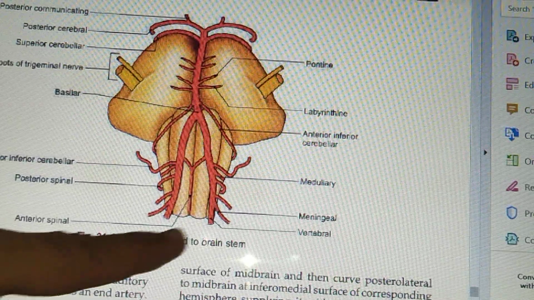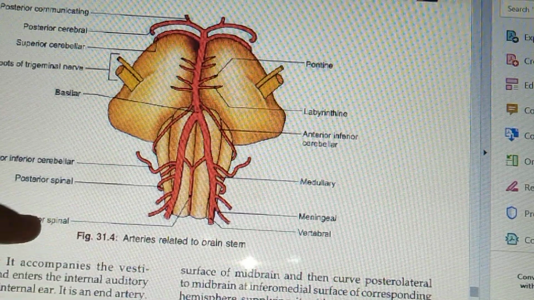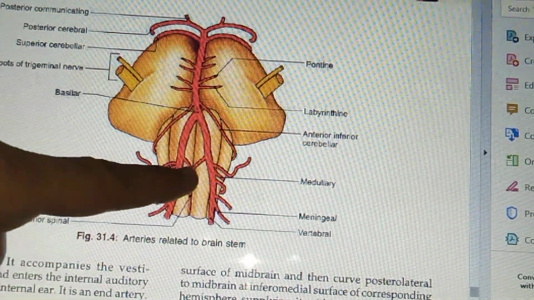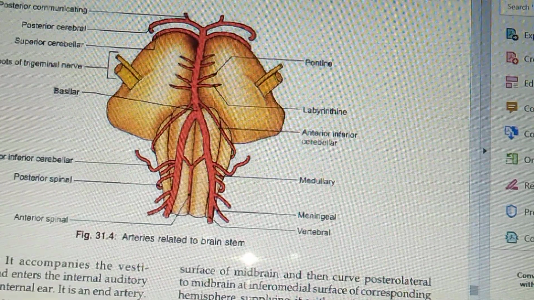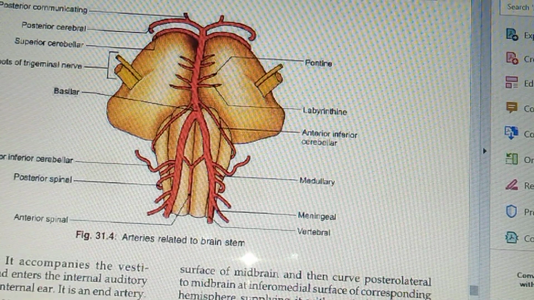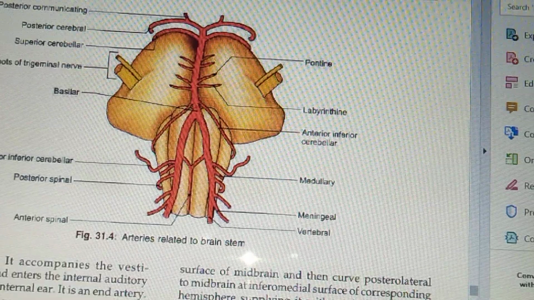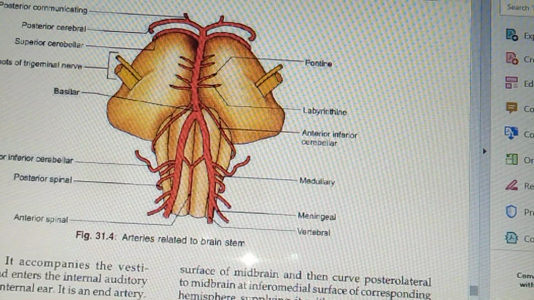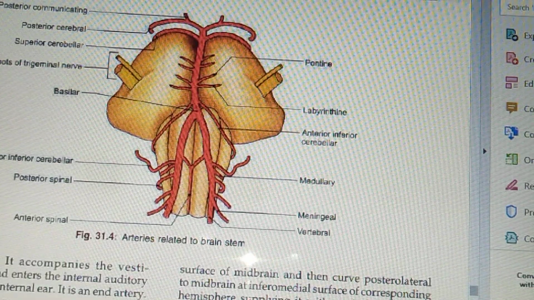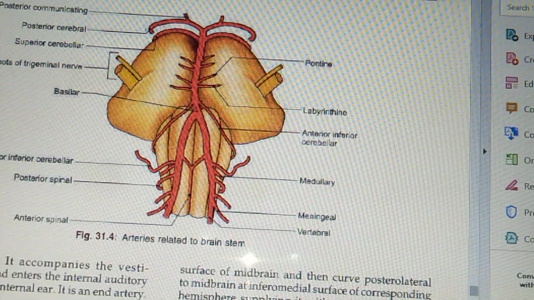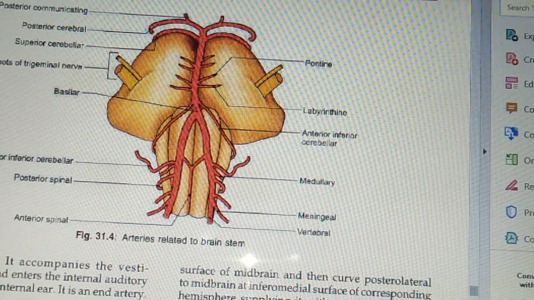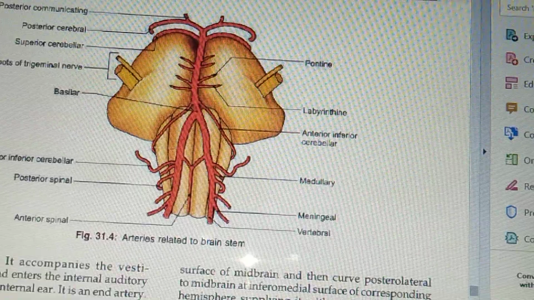Next, you can see here is the anterior spinal artery that is formed by a branch from both the vertebral arteries. So the anterior spinal artery is formed by the union of the branch from each vertebral artery on the ventral surface of the medulla oblongata close to the pons. It supplies the median part of the medulla oblongata and continues inferiorly throughout the length of the spinal cord.